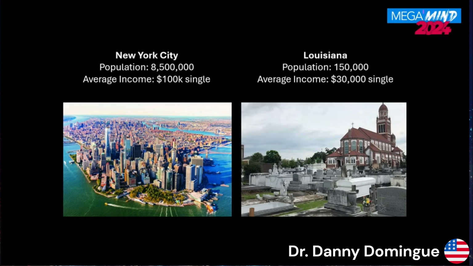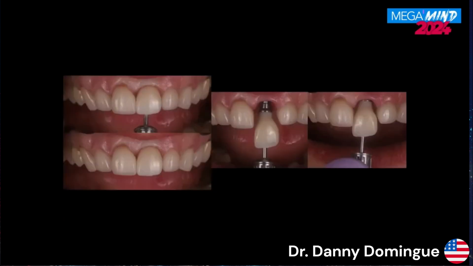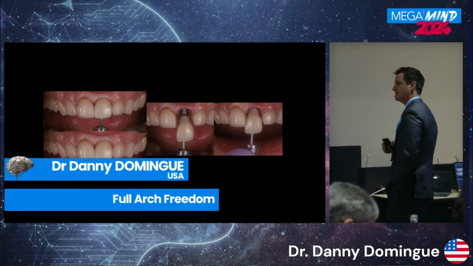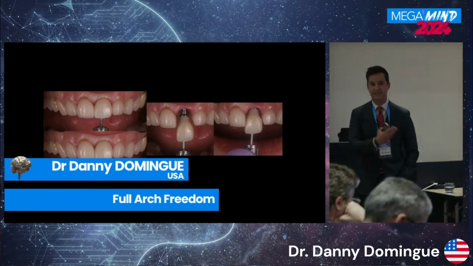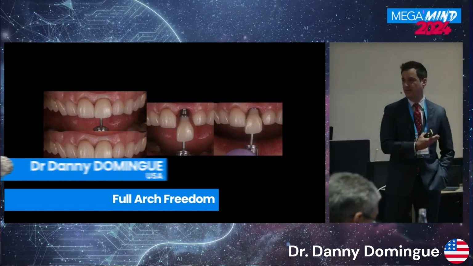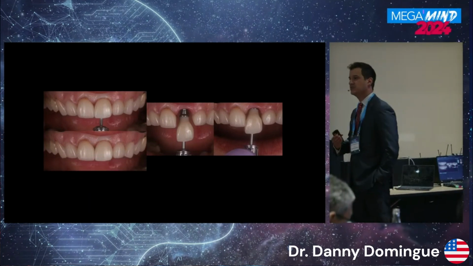But I moved back to Louisiana, in my hometown, where the population is 150,000 people, and for a single person, they can only make $30,000 a year on average. So it's very difficult to give people treatment and have them afford it. So what we try to do is strive to bring down the cost and provide the level of dentistry of what they need, right? This lady was missing a tooth, and we're recreating the biology around the natural tooth concepts.